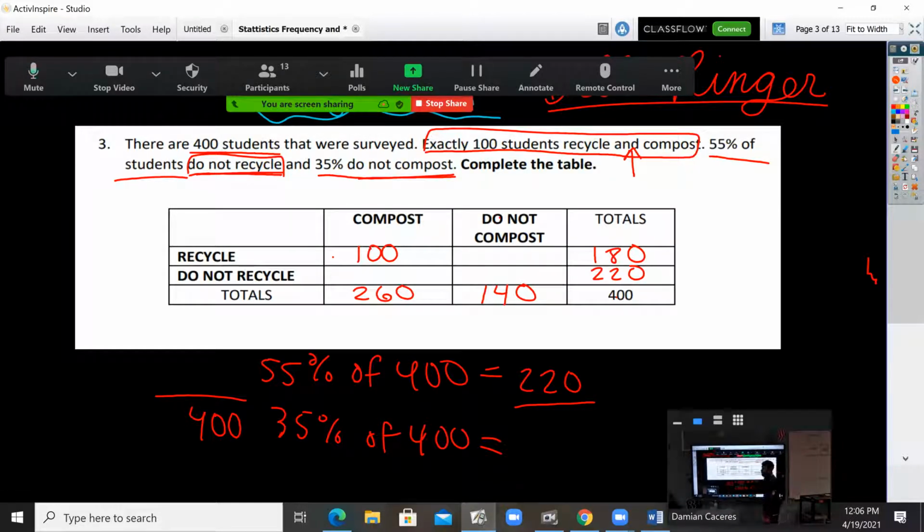Now the three pieces in the middle, you can use addition or subtraction to figure it out. 100 plus what is 180? 80. 80 plus what is 140? 60. And 100 plus what is 260? 160. Now if you want to check your answer, just make sure that all your totals are equal. Any questions so far?